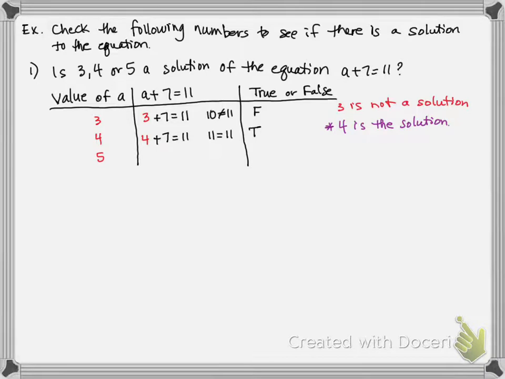Okay. Now, let's just try out 5 so you can see what happens. So we have 5 plus 7 equals 11, and we get 12, and that's definitely not equal to 11. So notice my guess was too high, right? So we would say it's false, and we would say 5 is not a solution.